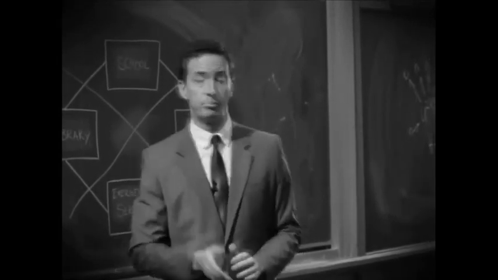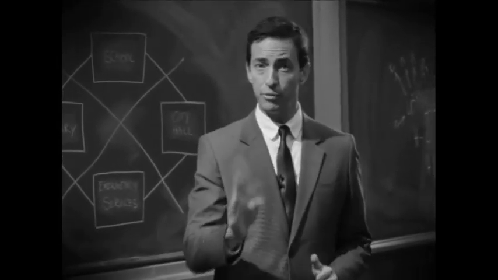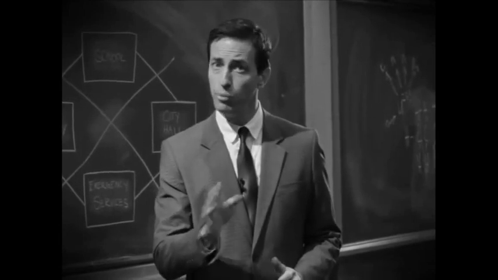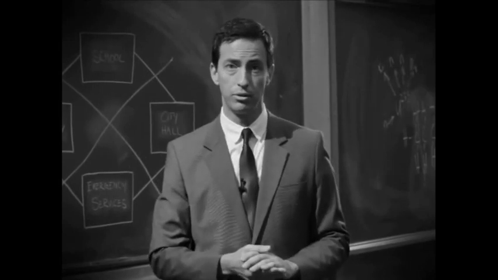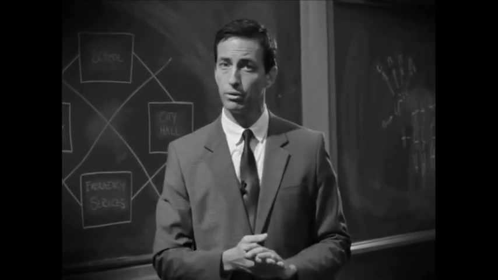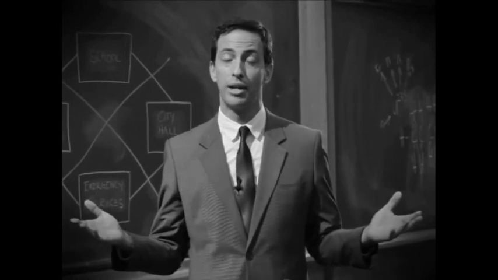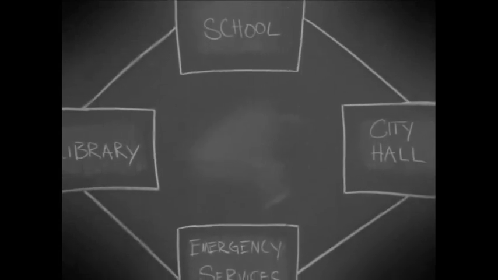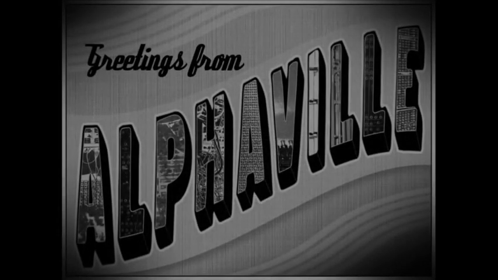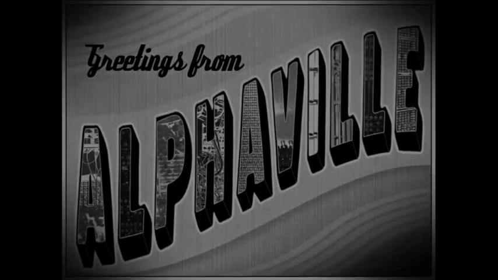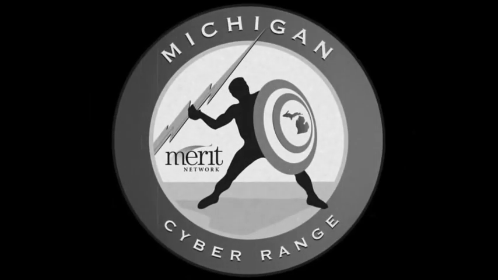it doesn't matter. The point is, your critical information infrastructure may be vulnerable, and you may not have the skills to keep it safe. So where do you obtain these skills? Where do you learn? Why, right here, of course, in Alphaville. Here, you will learn to defend an interconnected network of systems with real-world assets and real-world infrastructure against real-world threats. Alphaville, brought to you by the Michigan Cyber Range. Be prepared for the worst by learning to be the best.